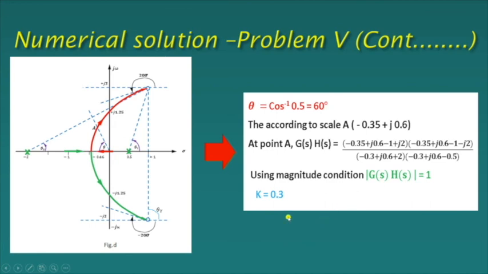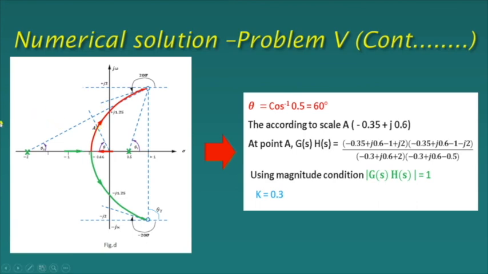The question is to find K when the damping ratio is equal to 0.5. That means the damping ratio is given as 0.5. So theta is equal to cos inverse 0.5, which is equal to 60 degrees. Then draw the 60 degree line from the negative real axis, taking the clockwise direction. Then this line intersects the root locus at point A.